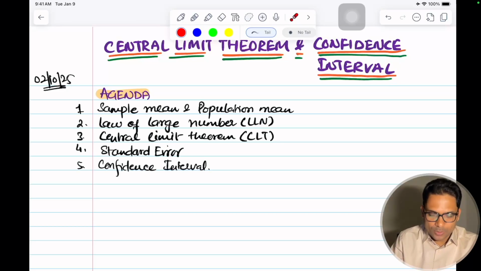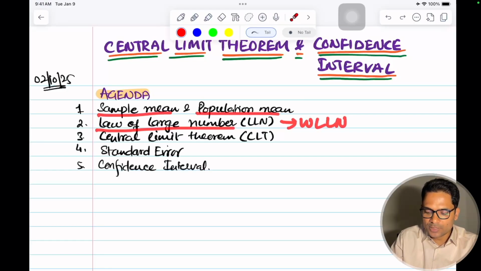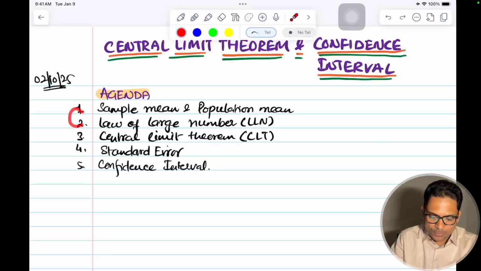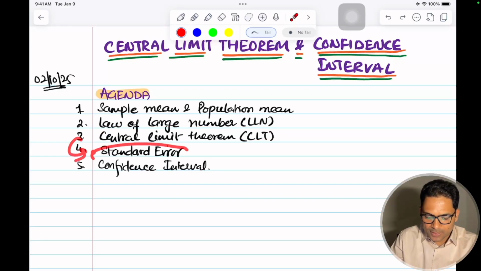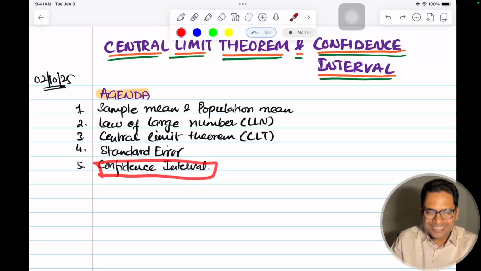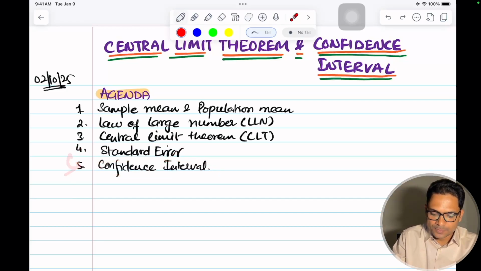So the things which we need to understand before diving into Central Limit Theorem are sample mean and population mean. I have discussed this earlier, but I'll again make it very clear. Then law of large numbers. In my previous videos, I have discussed weak law of large numbers and strong law of large numbers. I'll put the link of those videos in the description. On the basis of these understandings, we'll understand what is Central Limit Theorem. Then we'll discuss a small topic within this, standard error. And then we'll move to confidence intervals, very important again. So let's go one by one.